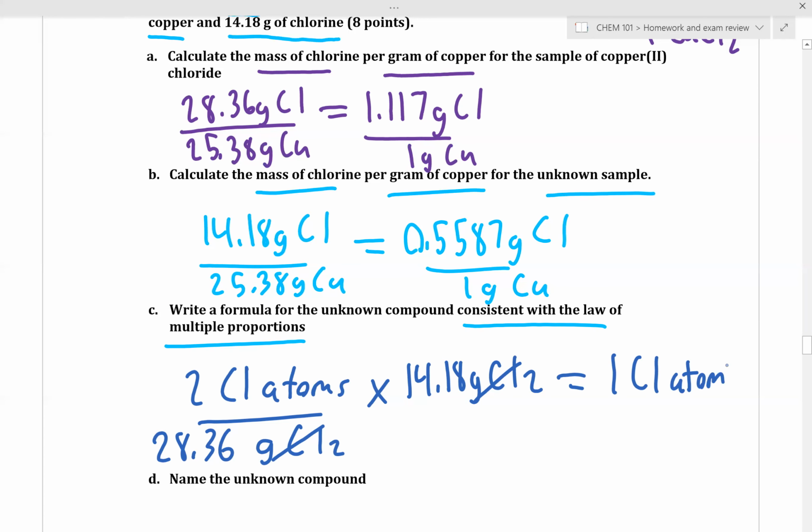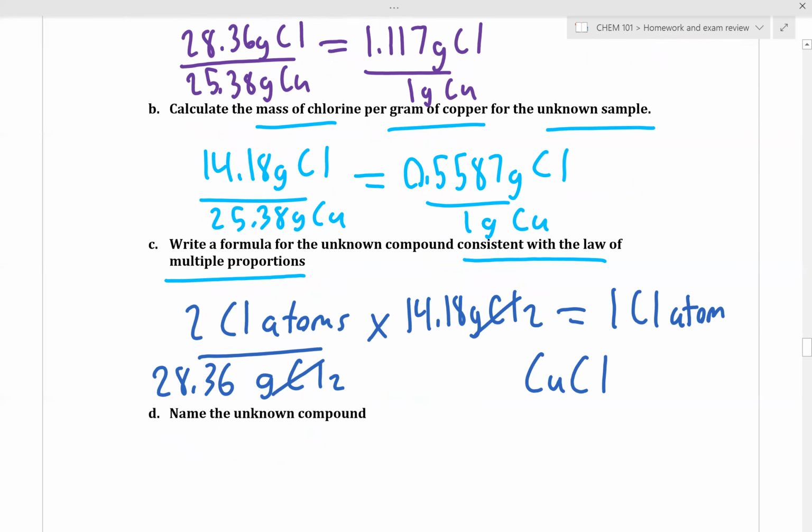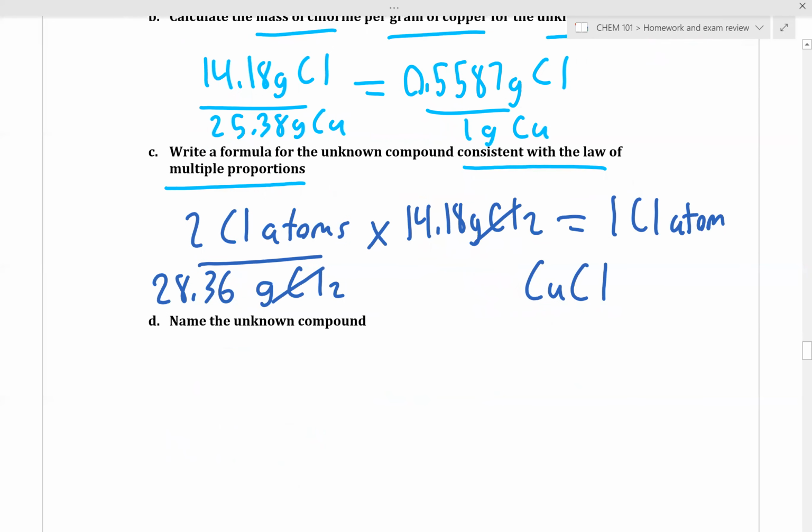Okay, so writing out our formula, it would be CuCl, and then how many chlorines do we have? 1, so just CuCl. Now let's name this compound. Would someone like to propose a name for CuCl, a transition metal containing ionic compound? Yes, copper 1 chloride.